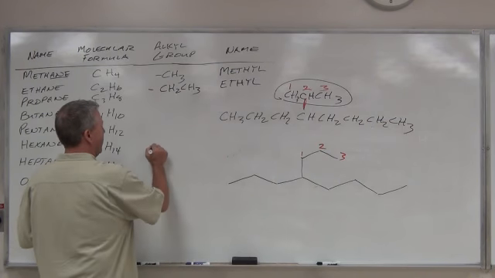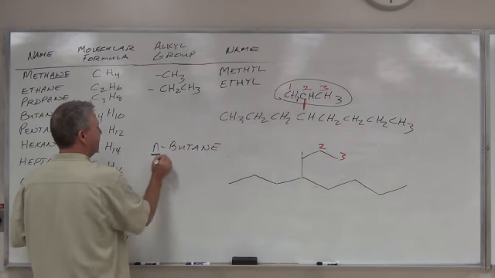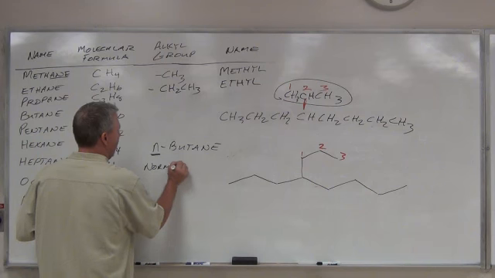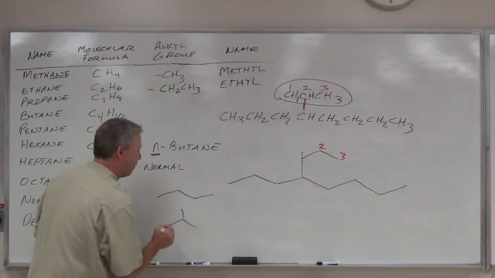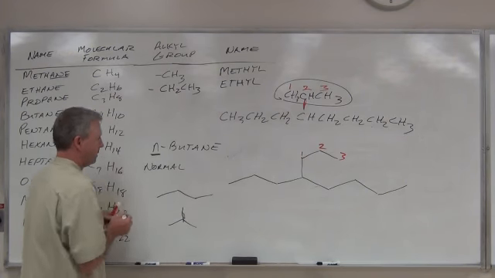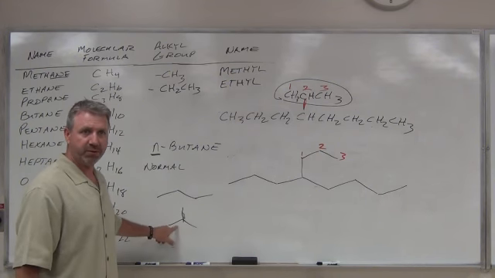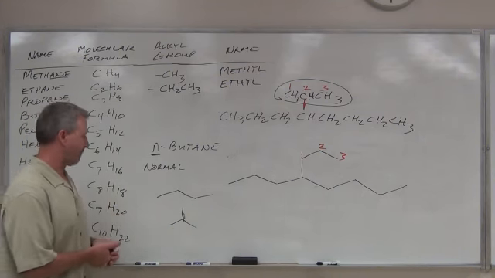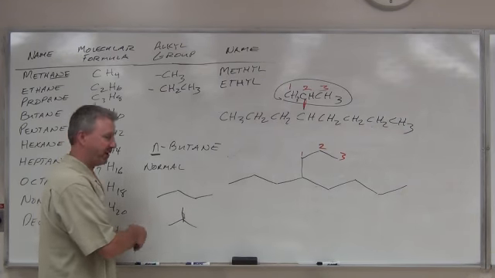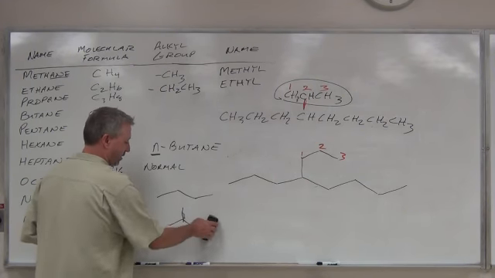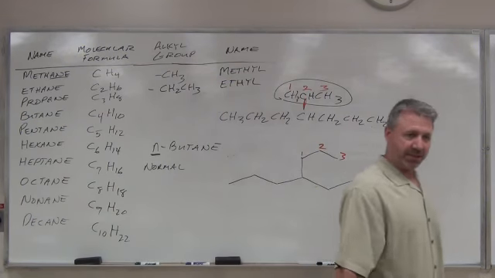So if you said n-butane, that n stands for normal. And what they're telling you is that they want the straight chain form, as opposed to that other one we did when we were doing isomers, because this is a butane as well. We would name it 2-methylpropane, right, using IUPAC. But it's also isobutane. Okay, does everybody see that?